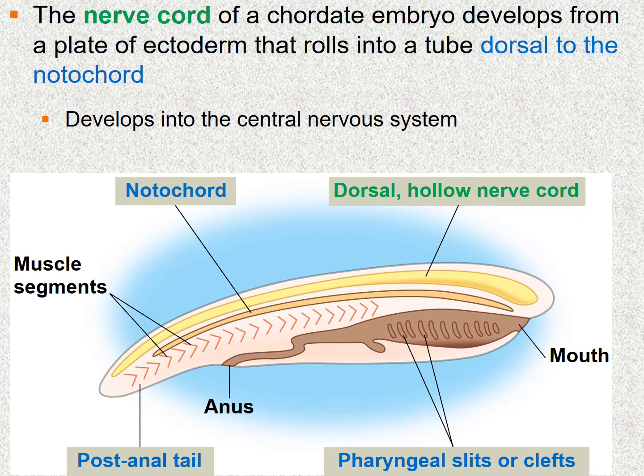The nerve cord in the embryo develops from the ectoderm, and it rolls to form a tube called the dorsal hollow nerve cord. Okay, so again, this is dorsal to the notochord, and that's why the term dorsal is used to describe the hollow nerve cord. This eventually develops into the central nervous system, which includes the brain and the spinal cord.